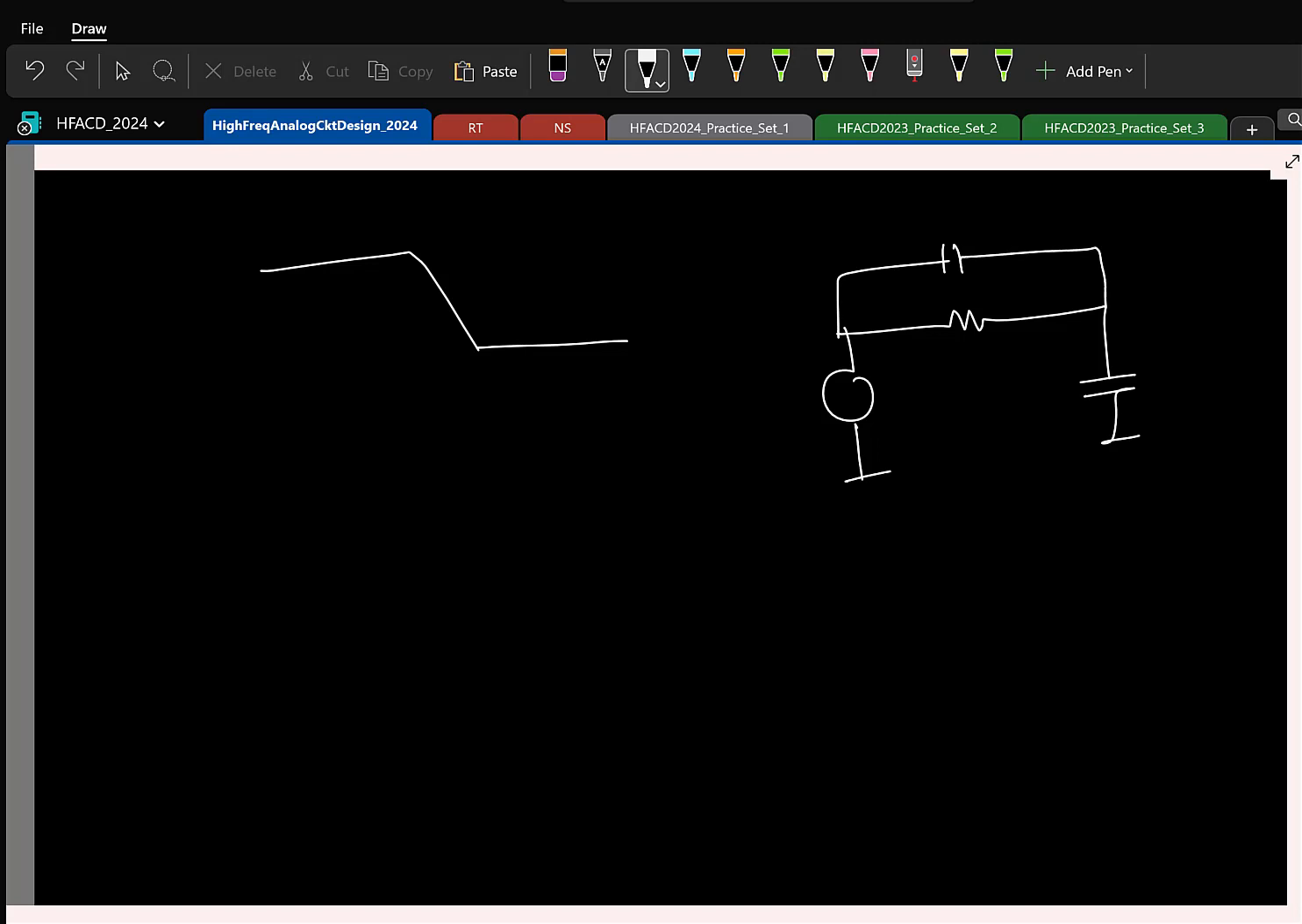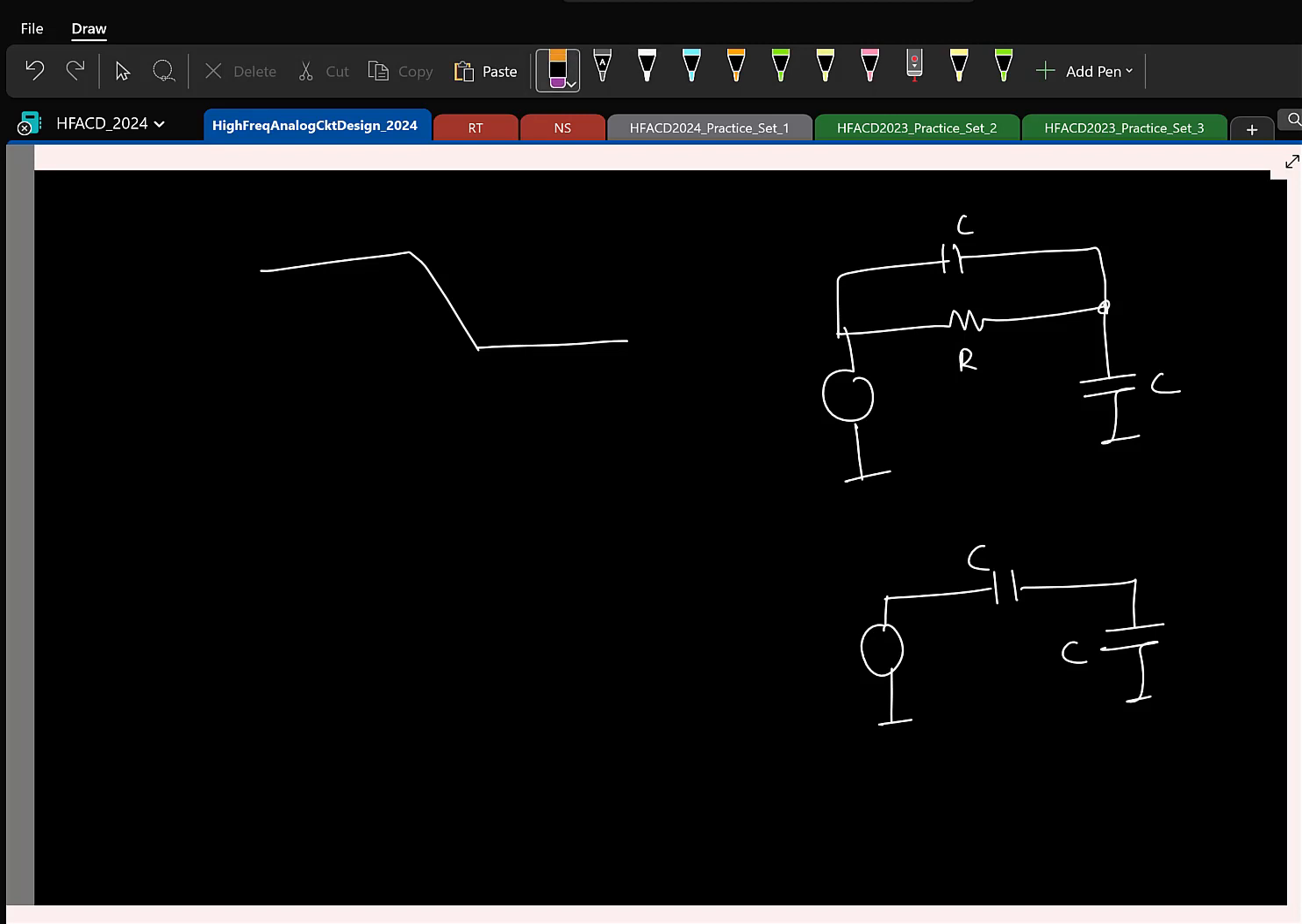If you have something like this, what will be the transfer function as omega tends to infinity? Let us say C, C and R. At very large frequencies, what will dominate in these two? Capacitor. So at high frequencies, this is the circuit. So what is the transfer function? Half. Okay. So at low frequencies it will be 1, at high frequencies it will become half.